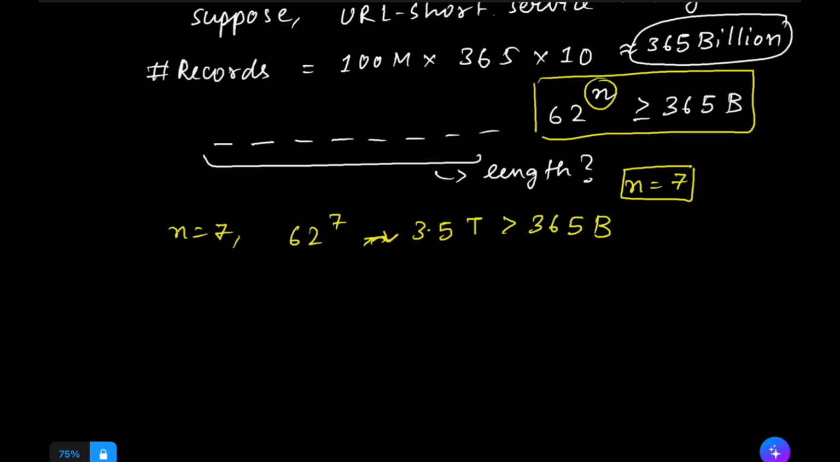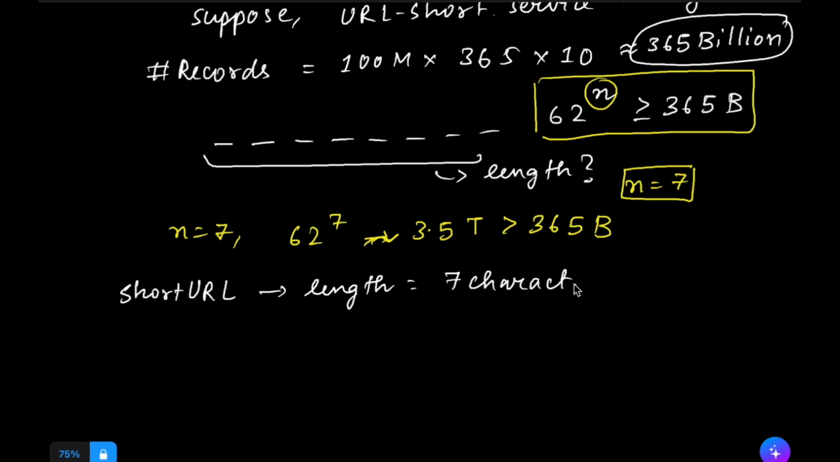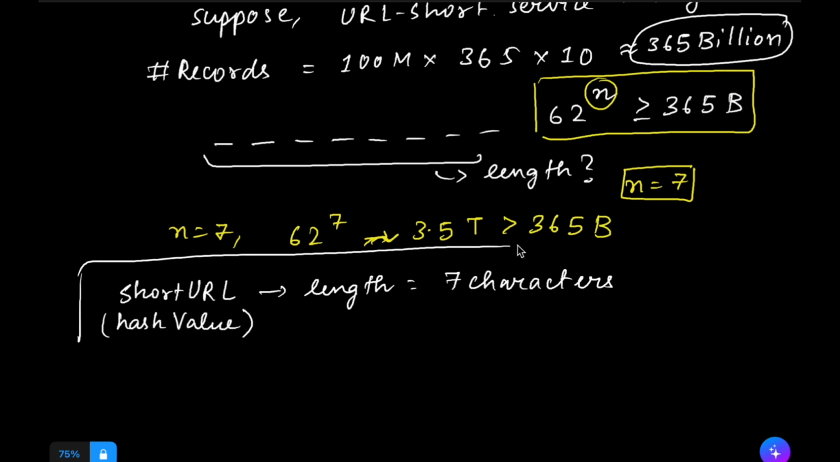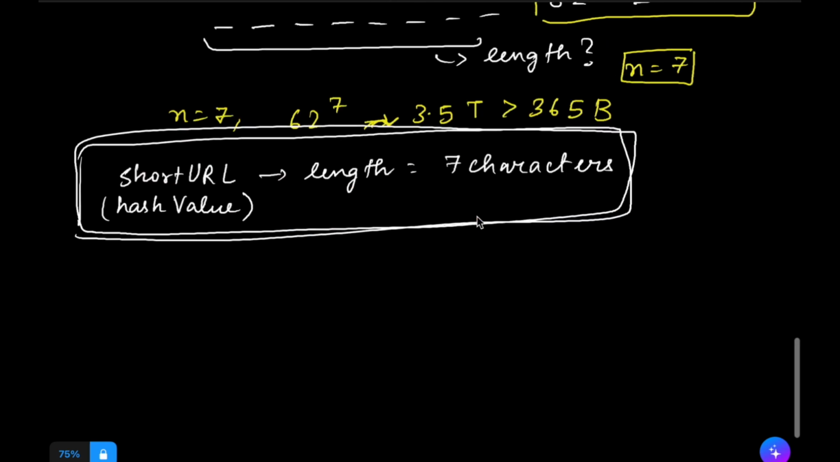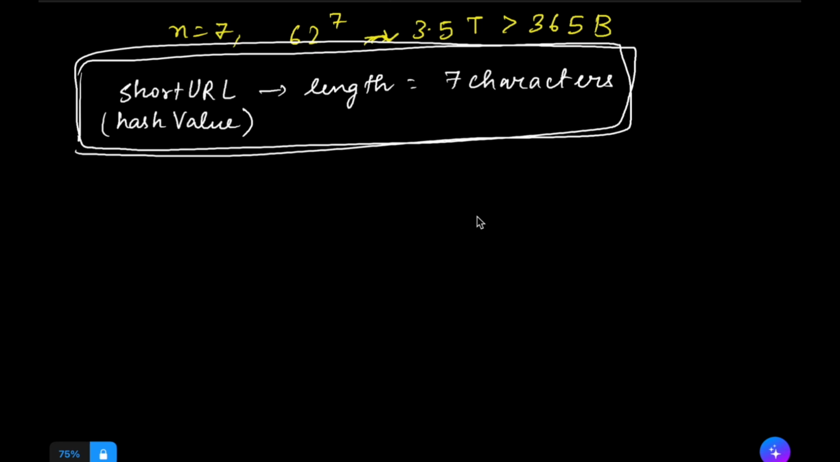Okay, so we got that the short URL to support that much amount of data should have length equal to 7 characters. This is actually the hash value, to be precise, because the short URL will have the domain name also. So this is our main criteria, the main figure which we got from the above calculation. Now we will look into how to create these hash values.